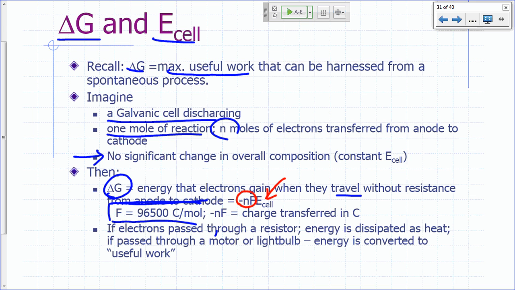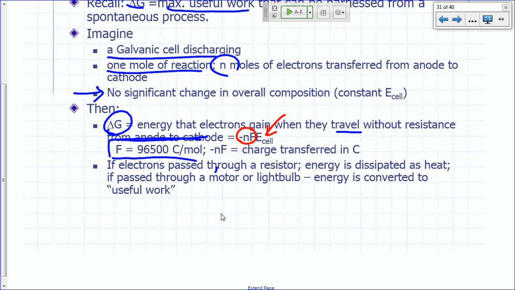Multiply that by the voltage, that gives you the energy that the electrons will get. Okay? So we did a similar calculation like this earlier, in the last lesson. If electrons are passed through a resistor, then the energy that these electrons gain will just be dissipated as heat. You get your resistor to warm up.